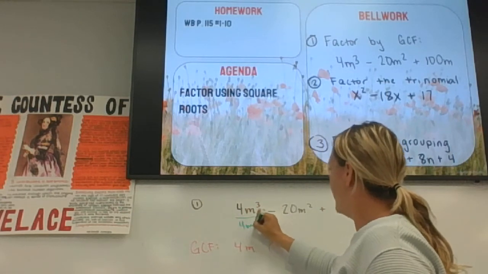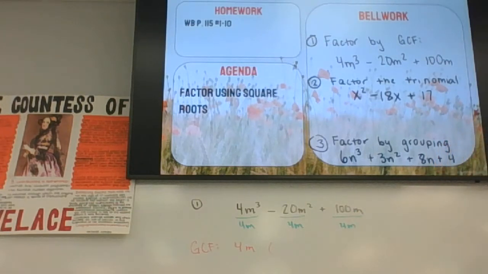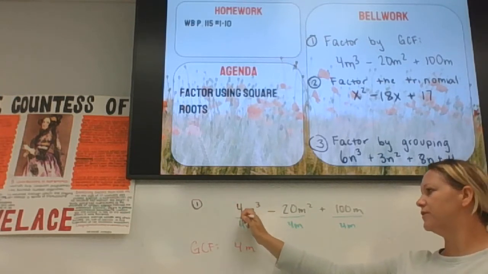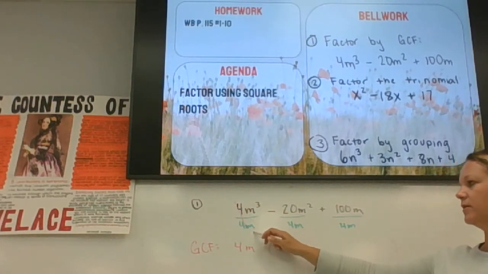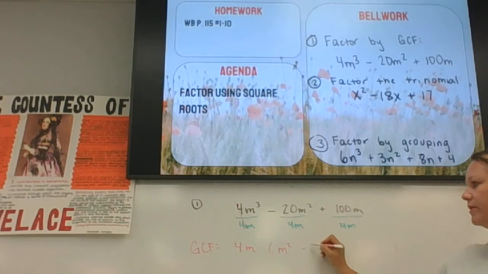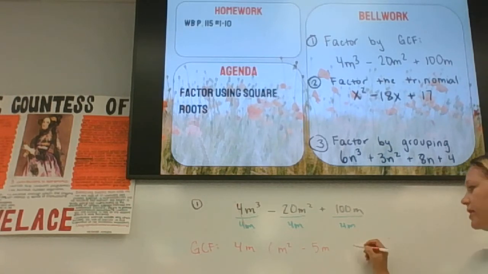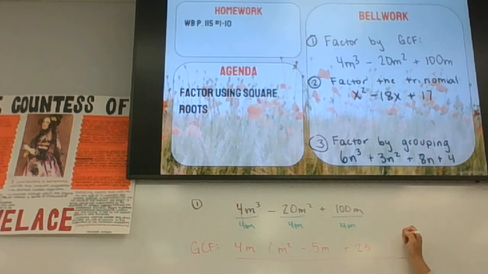So, if I recall, this class kind of likes the fraction method, not the circling method. So, if I divide 4m from the first, the 4's cancel out, and I get 3m's. I'm taking 1 out, so I have m squared. 20 divided by 4 is 5. 2m's, I'm taking 1 out, so now I have m. 100 divided by 4, 25. So this is the answer.